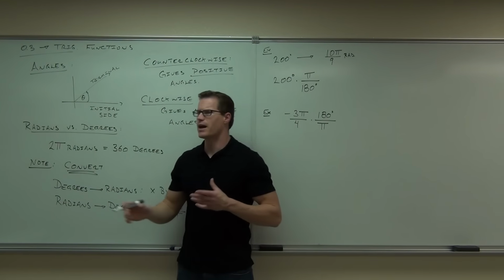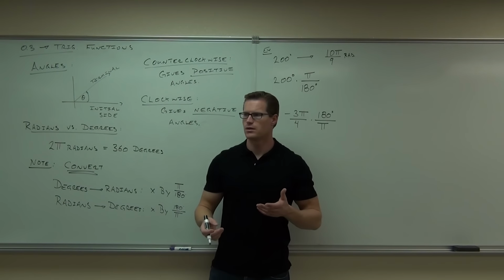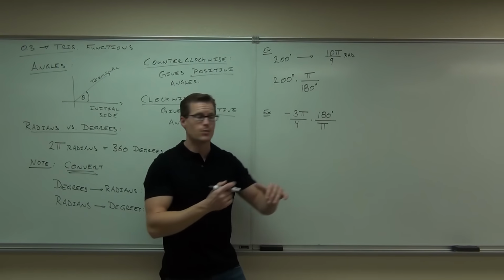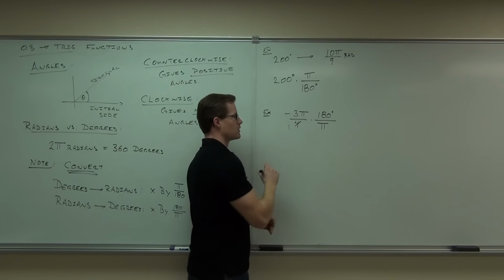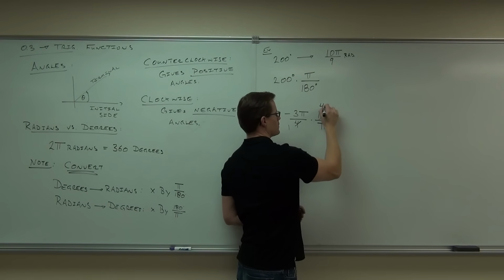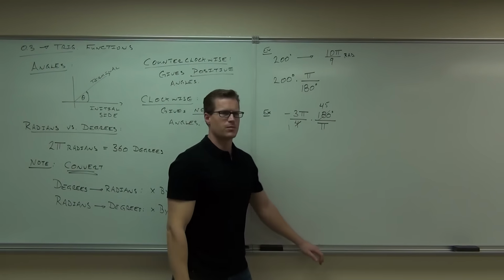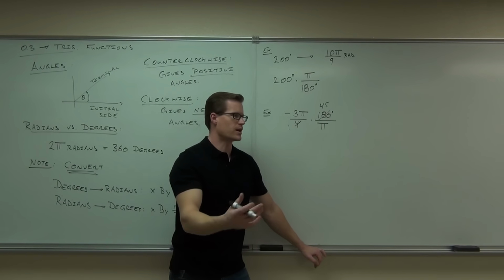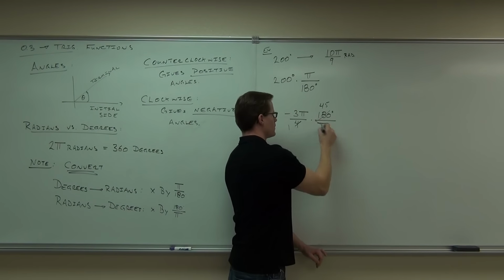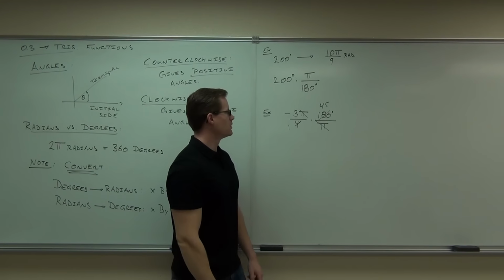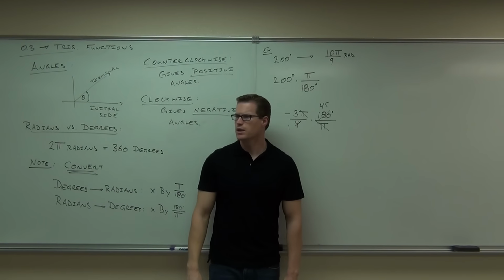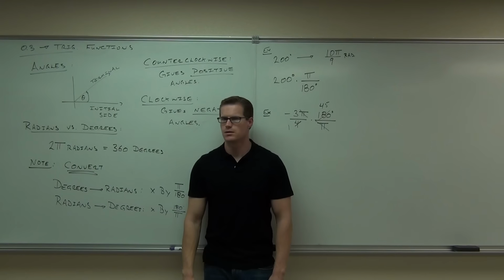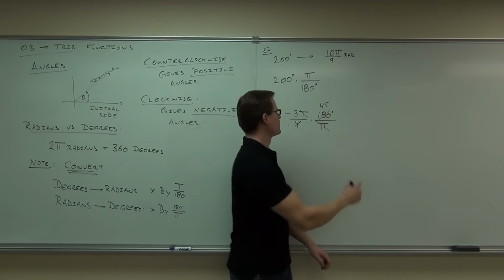Does anything simplify out of this? 4 to 180. Sure, 4 goes into 180 how many times? 45. Okay. And anything else? The pi's are gone. That's great. Can you do the math? Tell me what we're going to get. How many degrees? Negative 135. Negative 135, okay.